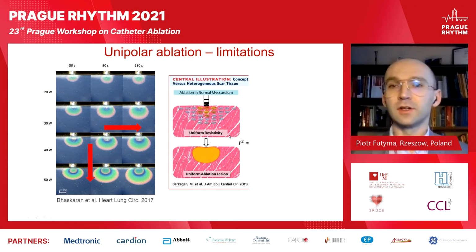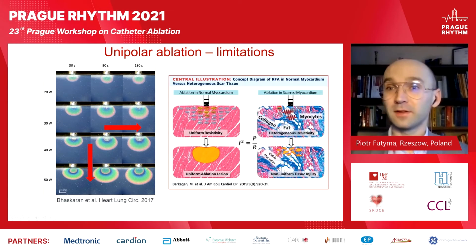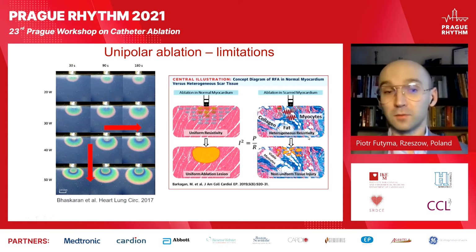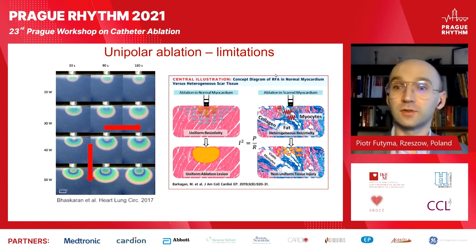In a perfect world, we expect our lesion becomes uniform. This is because we expect our targeted area is of uniform resistivity. But unfortunately, in the real world, we frequently deal with situations when we have fibrosis, fat, and in such scenario, tissue will protect itself from radiofrequency current delivery, and our ablation lesion will be not uniform.